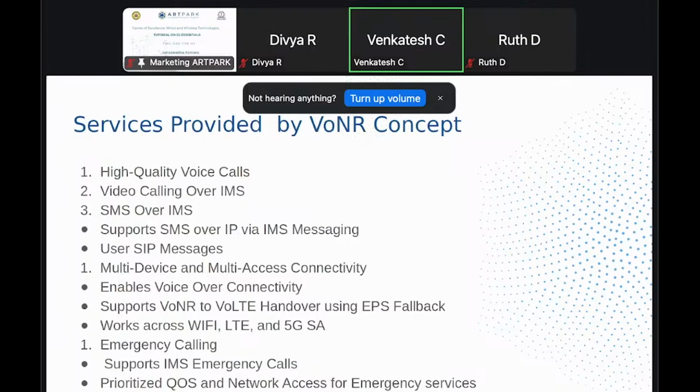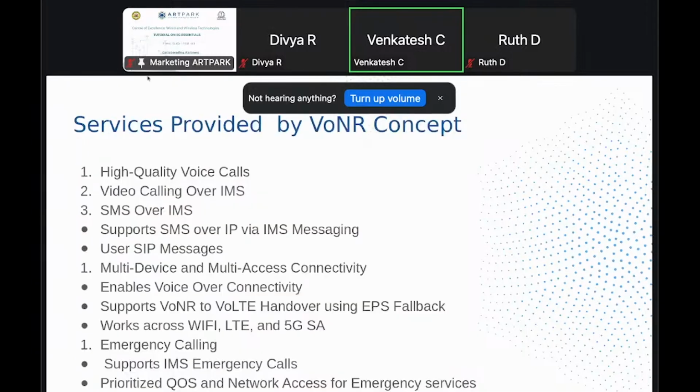Okay, some of the services provided by the VoNR concept are listed here. First is the high quality voice call. VoNR enables high quality voice calls over 5G. Unlike traditional voice calls in 2G and 3G, which relied on circuit switch technology, VoNR relies on IMS to deliver clear, low latency voice communication with advanced codecs like wideband AMR to transmit the RTP packets.